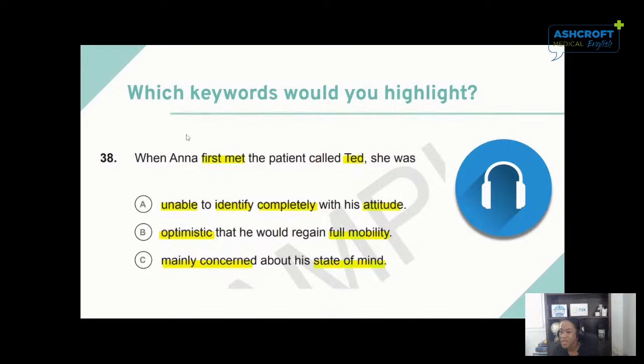Okay, so we need to find the answer to this question. When Anna first met the patient called Ted, she was. So was she unable to identify completely with his attitude? So was it about his attitude and her not being able to identify or relate to it? Was it B, that she was optimistic that he would regain full mobility? Or was it C? Was she mainly worried about his state of mind, so the psychological aspects of his condition?